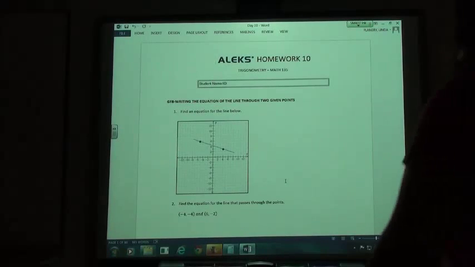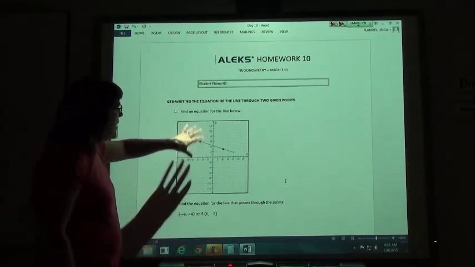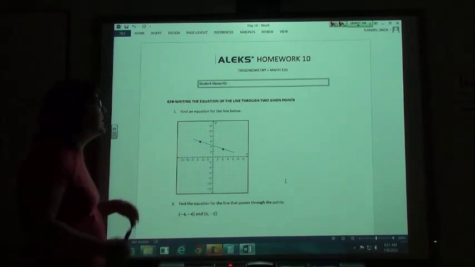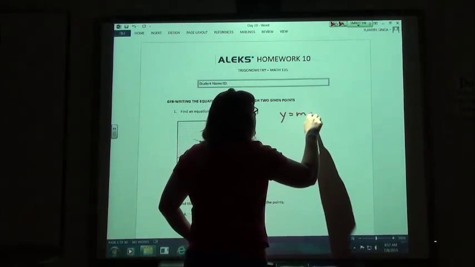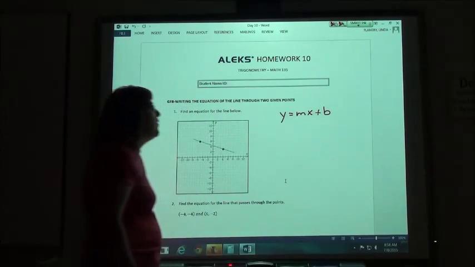All right, we're going to write the equation of the line through two given points. You may sometimes have it on the graph. You may sometimes just have the given points listed. So we want our equation in the form of y equals mx plus b. So we need to know the slope and the y-intercept of our line.